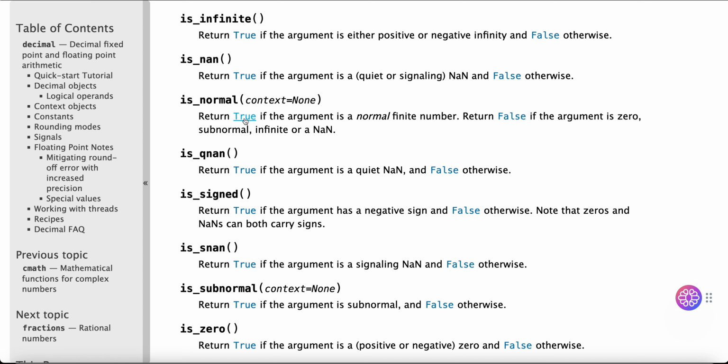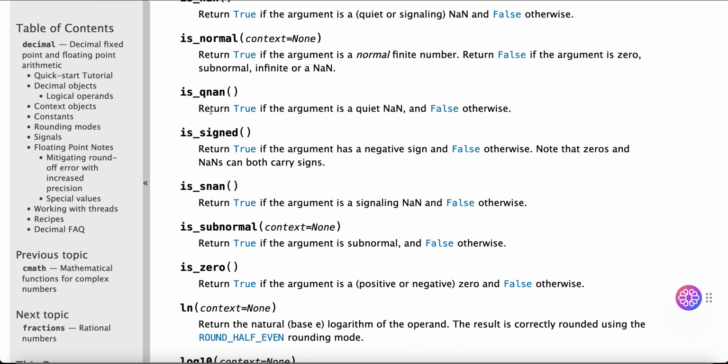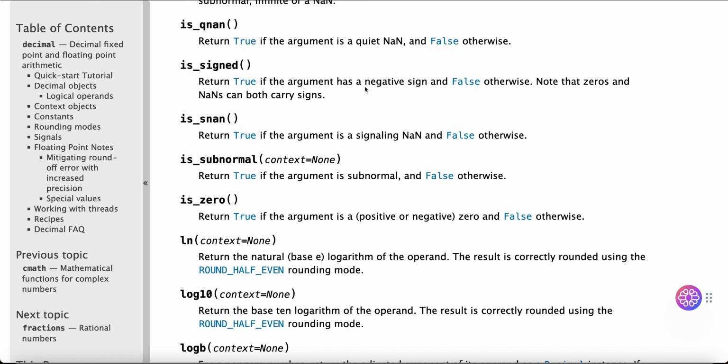is_normal, context equal to None. Return True if the argument is a normal finite number. Return False if the argument is zero, subnormal, infinite or a NaN. is_qnan. Return True if the argument is a quiet NaN and False otherwise. is_signed. Return True if the argument has a negative sign and False otherwise. Note that zeros and NaNs can both carry signs. is_snan. Return True if the argument is a signaling NaN and False otherwise.